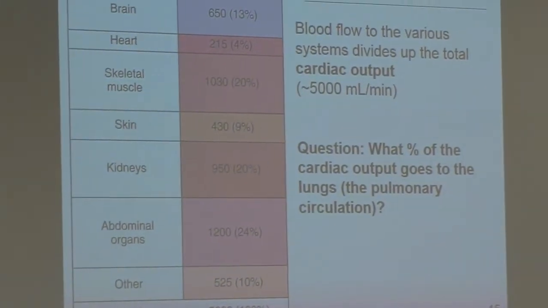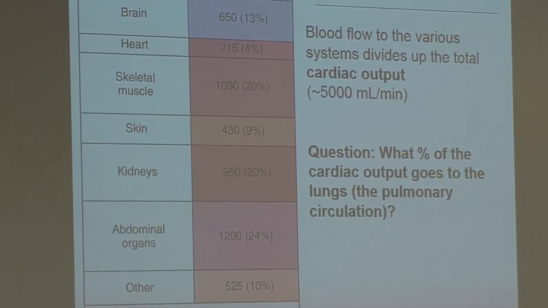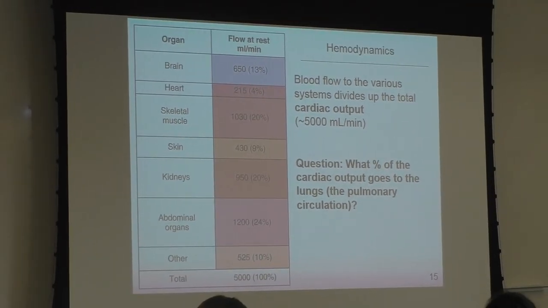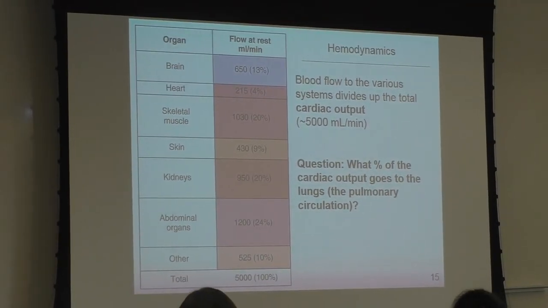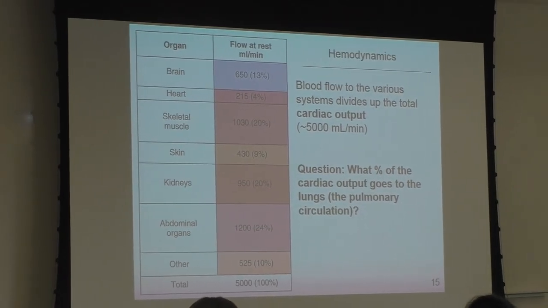On average over time, approximately 13% of the cardiac output goes to the brain at any given time. When you're sleeping, it's a little bit less. When you're taking an exam, it's a little bit more. 4% of the blood from the heart is going to the coronary circulation to feed the heart itself. All of the blood is going through the heart, but only 4% of it is actually feeding the heart itself.